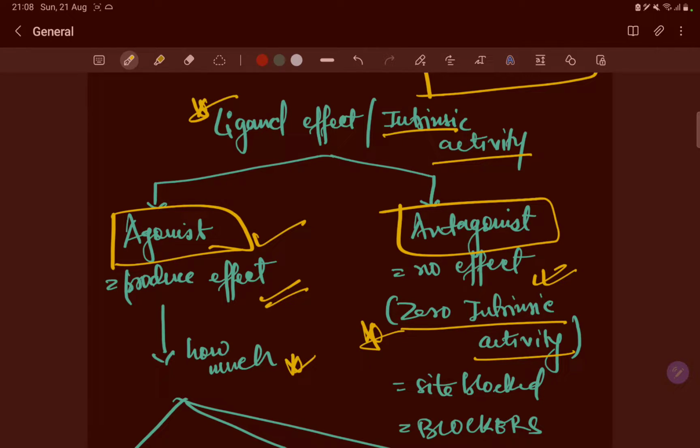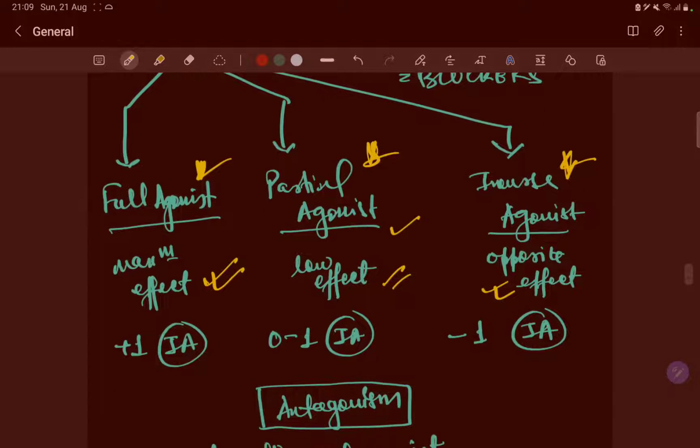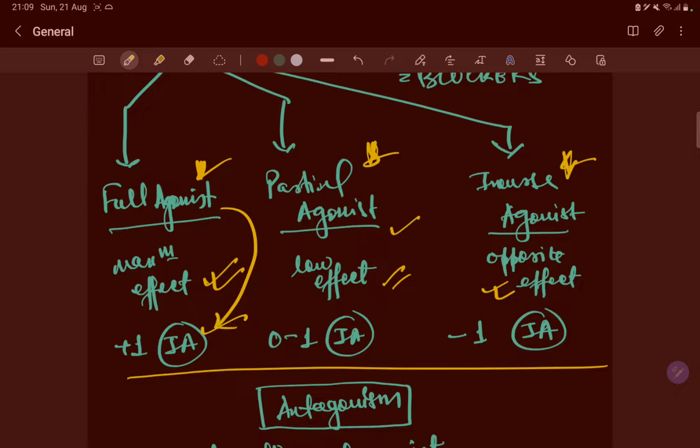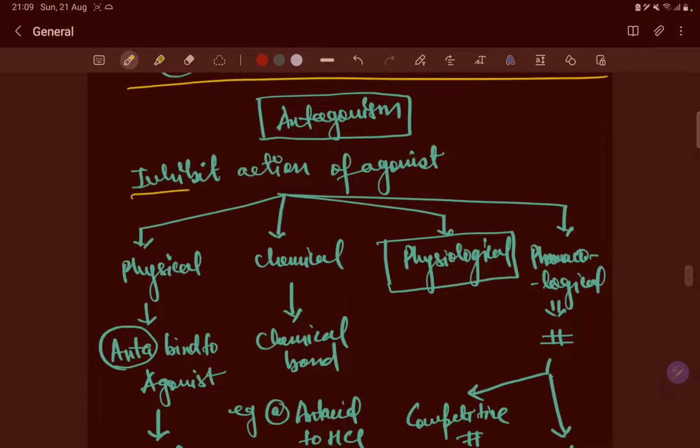Now the agonist, depending on how much activity it produces, is classified into three groups. There is a full agonist, that is the maximum effect; partial agonist, that is the low effect; and inverse agonist, that is the opposite effect, so the negative effect, right? I is the intrinsic activity. Full agonist has +1, partial agonist is 0 to 1, and inverse agonist is -1, right? An antagonist inhibits the action of the agonist by blocking it.